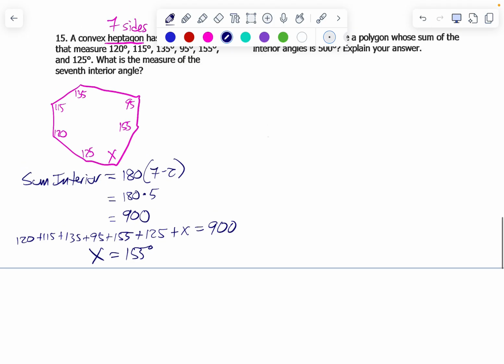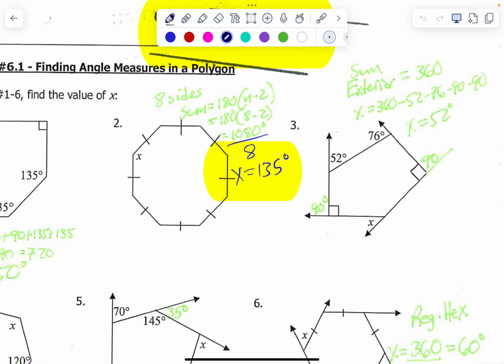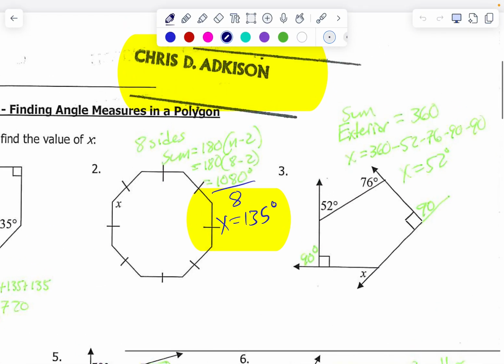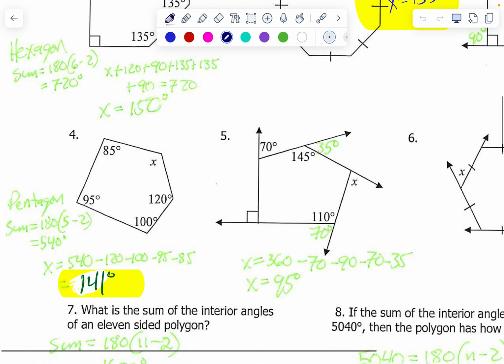All right, let's go ahead and check the rest, just answers-wise. Okay, number 3, x is 52 degrees. Remember, all exterior angles add up to 360. So in this case, we just had to do linear pairs with the 90 to get those exterior angles where the right angles were, and then just add them up to 360 and solve for x. X was 52.